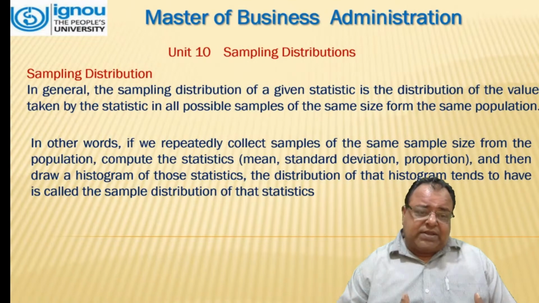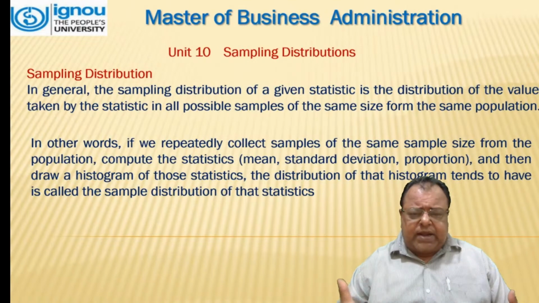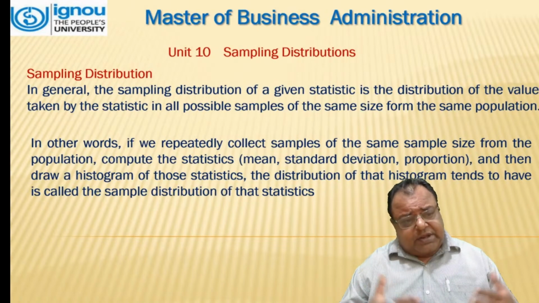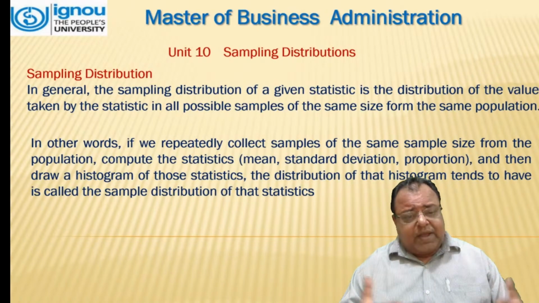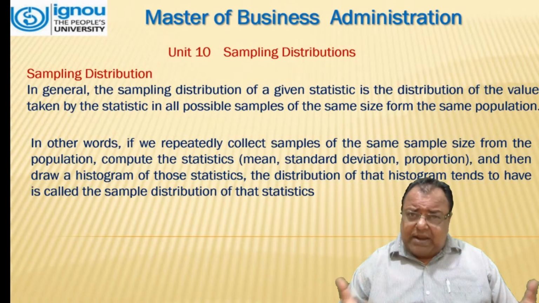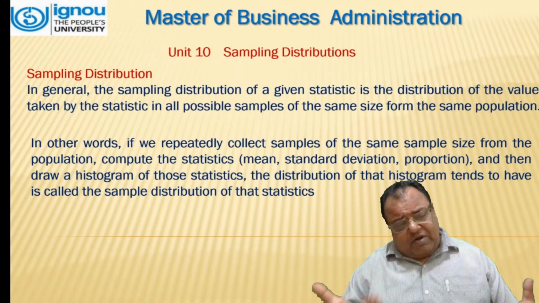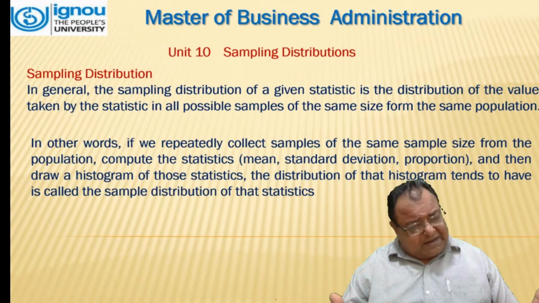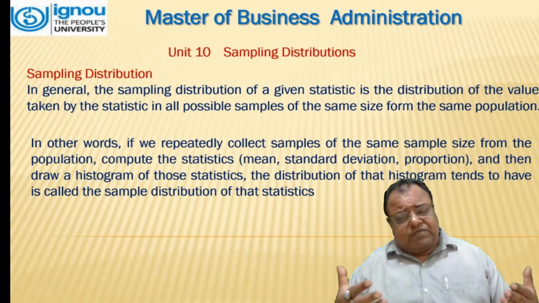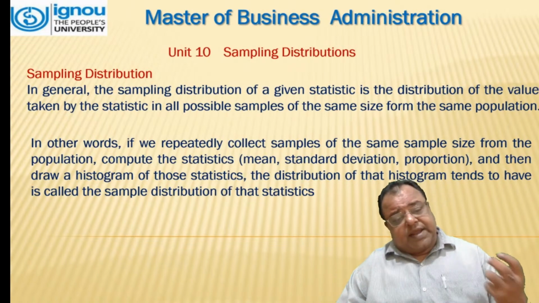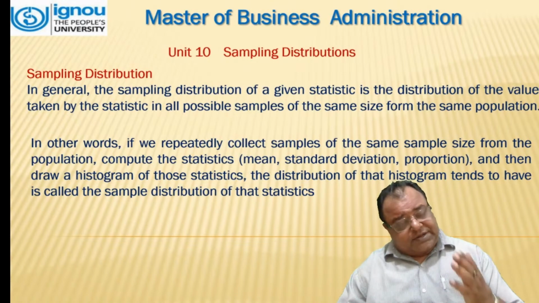In other words, we can say that if we repeatedly collect samples of the same sample size from the population, compute the statistics, that is mean, standard deviation, proportions, and then draw a histogram of those statistics, the distribution of that histogram is basically called the sampling distribution of that statistic.